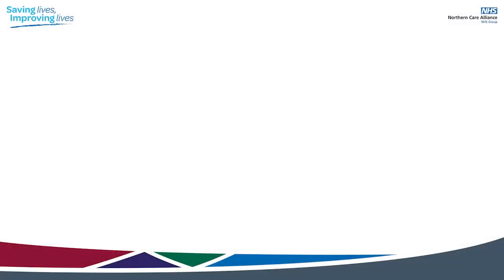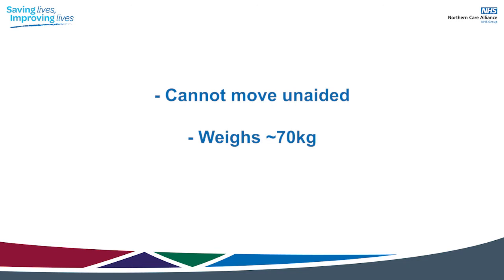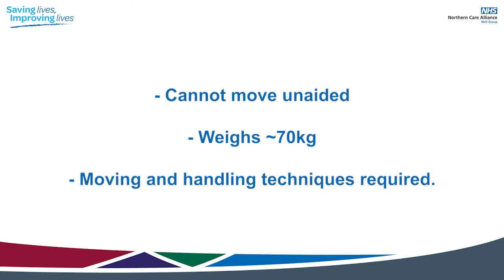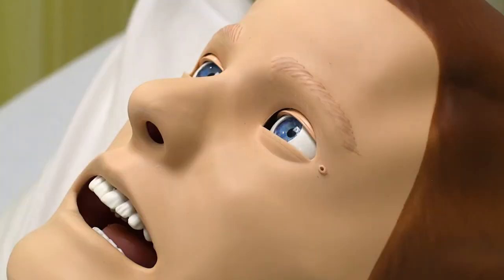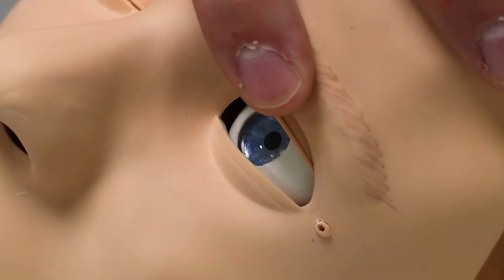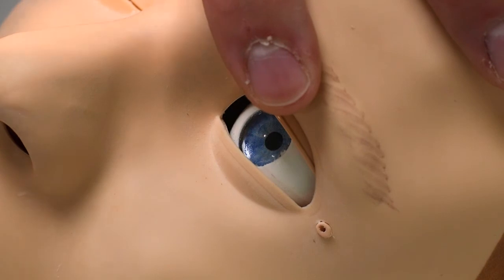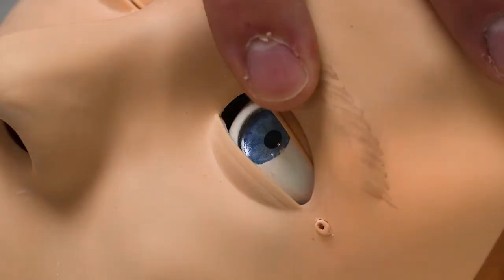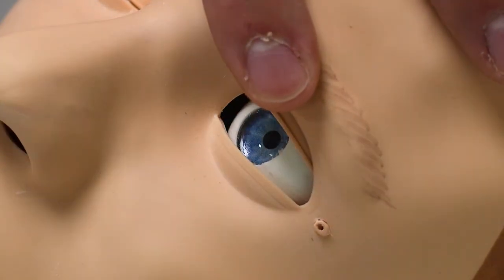The mannequin cannot move unaided. Therefore, if the patient needs to be rolled or transferred, please bear in mind that it weighs approximately 70 kilos. Therefore, use usual moving and handling provisions as if this was a real patient. The mannequin can blink and the eyes can be open, partially open, or closed, dependent on the scenario. The pupils will not change size or react to light. Therefore, the faculty member will give you the information, but please perform the task.